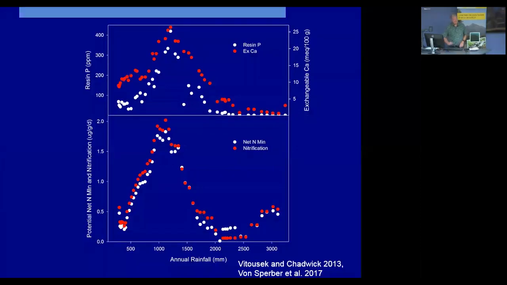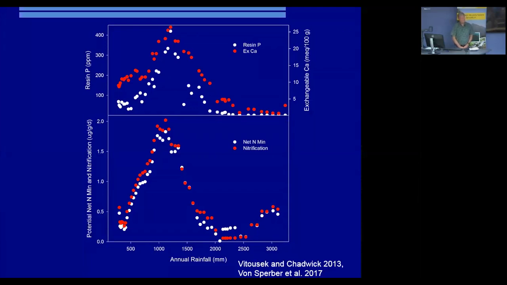So what does nitrogen do? Well, this is what nitrogen does. The top shows the phosphorus and the calcium again. The bottom shows nitrogen mineralization, that is the release of nitrogen from decomposing organic matter, or nitrification, the production of nitrate. And it follows essentially exactly the same pattern as the phosphorus and calcium, with a peak at intermediate rainfall and really quite poor systems in much wetter sites, and moderately poor systems in much drier sites.